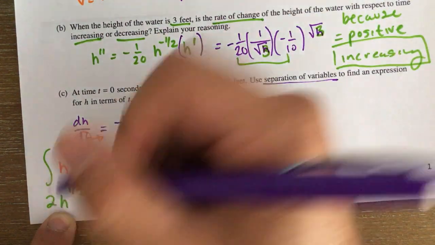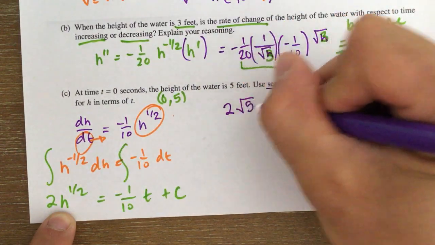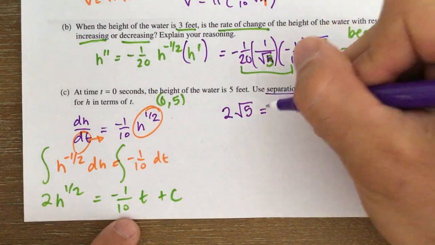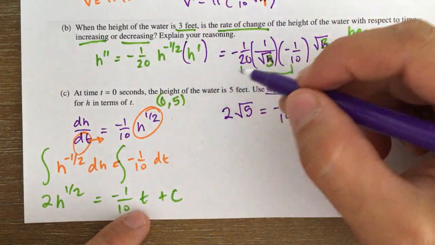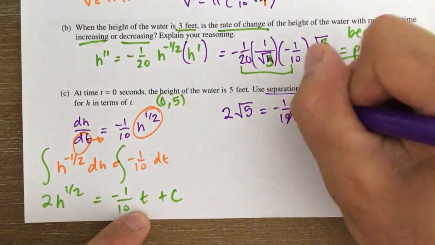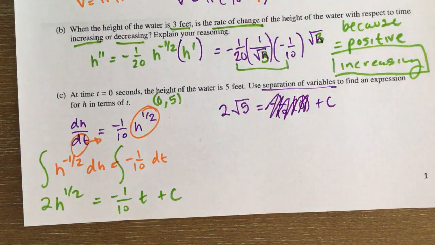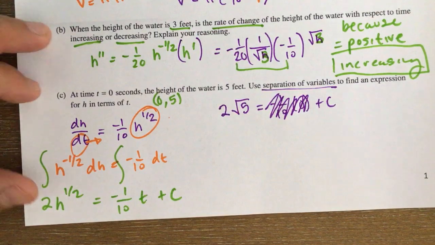That's a little bit ugly. That's going to be 2 and then the square root of 5 equals, I have -1/10, and I have to plug in 0. At least that was nice. So c is 2 square root 5, not 2/5. c is equal to 2 square root 5. And I think they wanted one more thing.